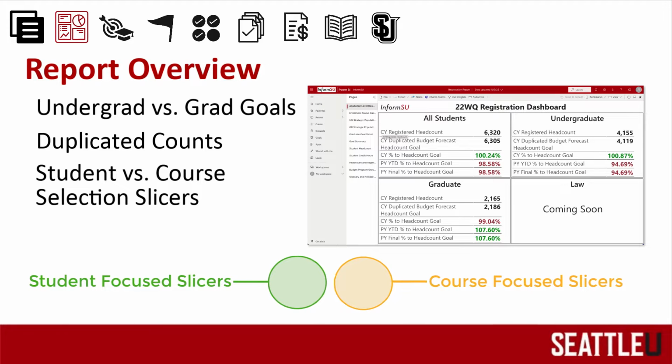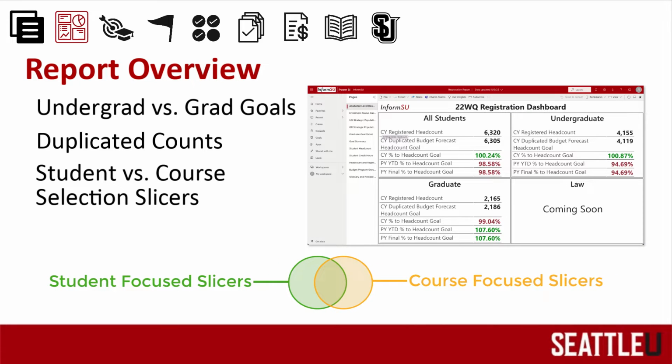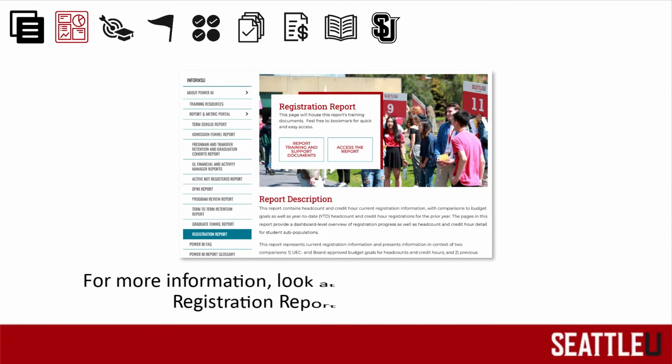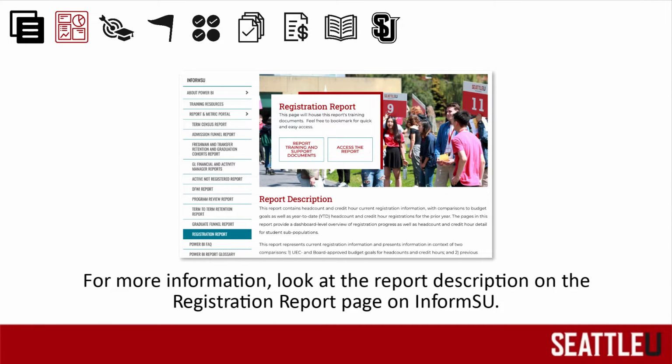These slicers also allow the user to examine the intersection of producing the headcount and/or credit hours registered in courses that are offered by the same school or department as their program. For more information, look at the report description on the registration report page on InformSU.